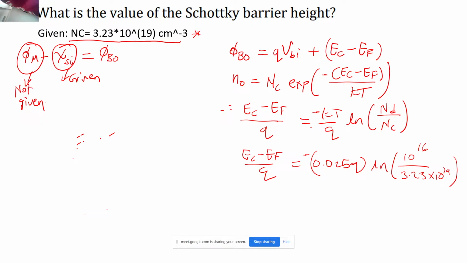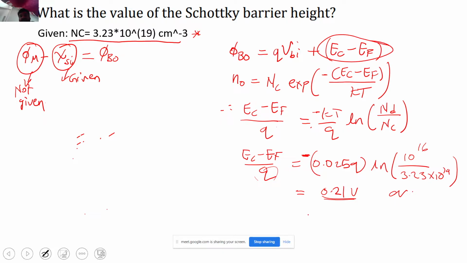Yeah, correct. So now if you calculate this difference, it will come out to be, see, this is a negative sign, right? And even the log term is less than 1, so this negative will cancel, and you will get the value as 0.21 volts. See, this is divided by q, so everything will be in volts over here. If I had not divided it by q, then everything would be in electron volts. Okay, so now I know this value, EC minus EF.